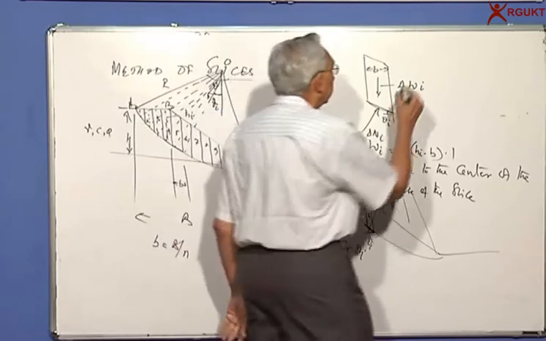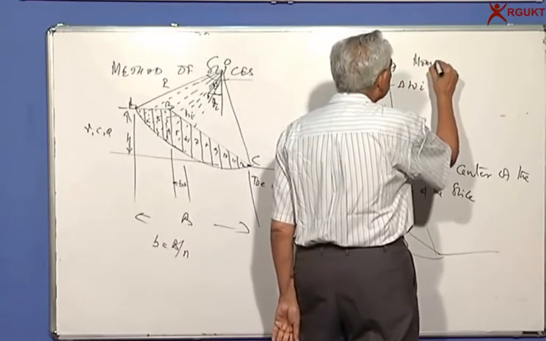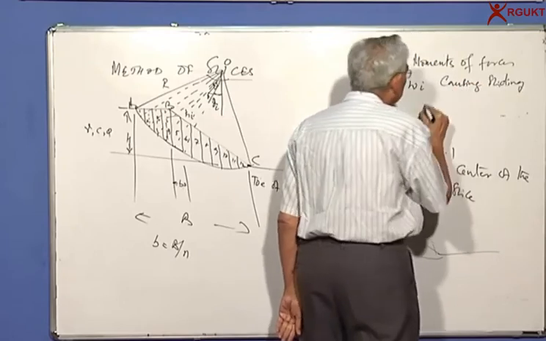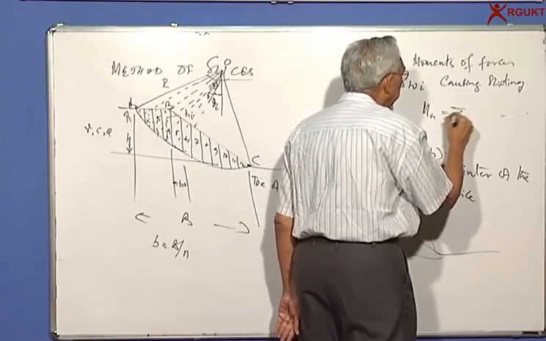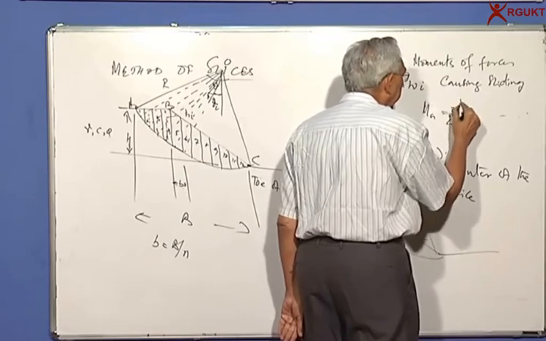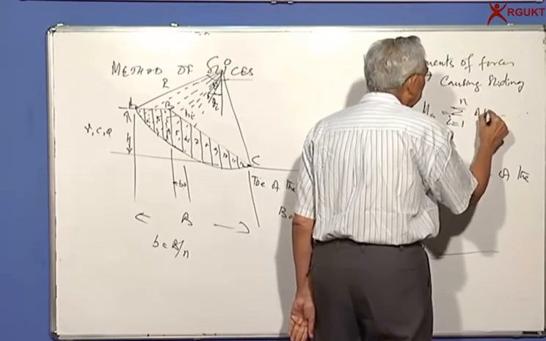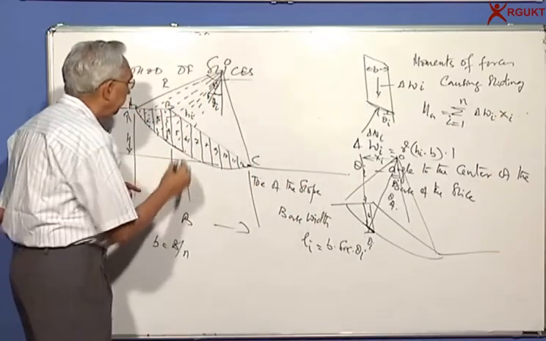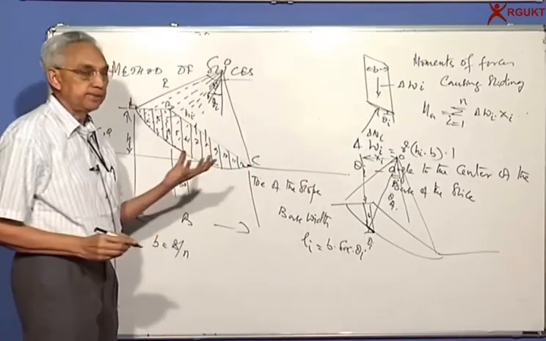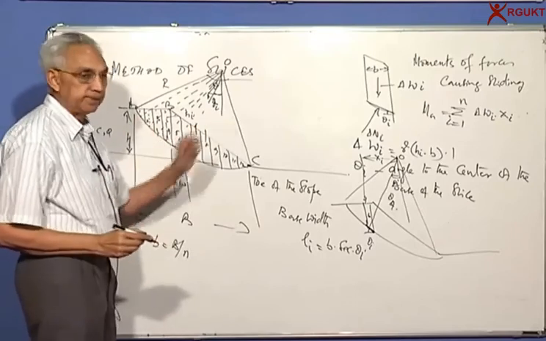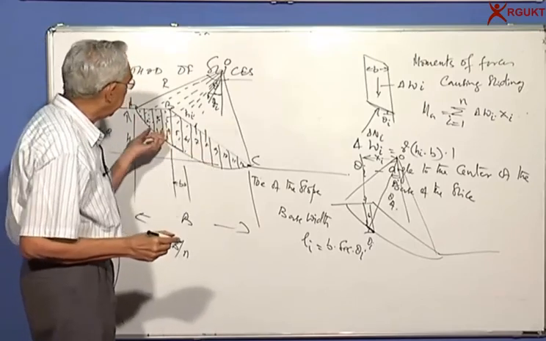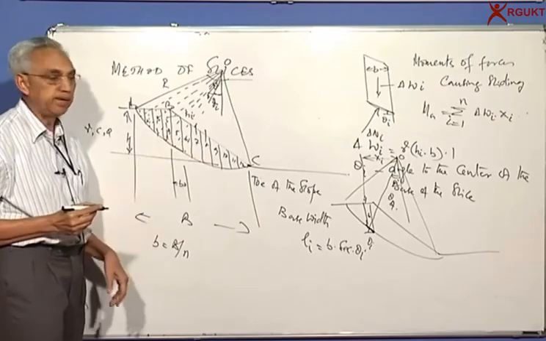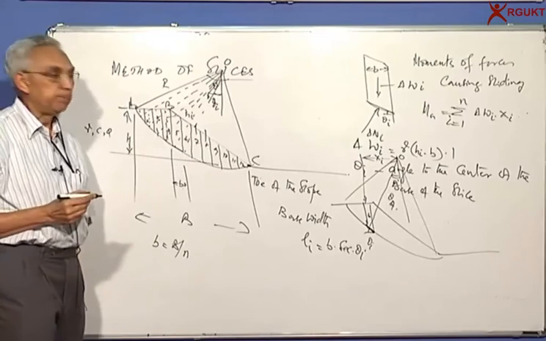So if I want the total moment of forces causing sliding, it is equal to sigma i going from 1 to n delta Wi into Xi. As I said, from geometry you can easily find out what is Xi, X1, X2, etc. You know how to calculate the area of each slice, you know how to calculate W, and you can easily find out what will be the moment due to that.